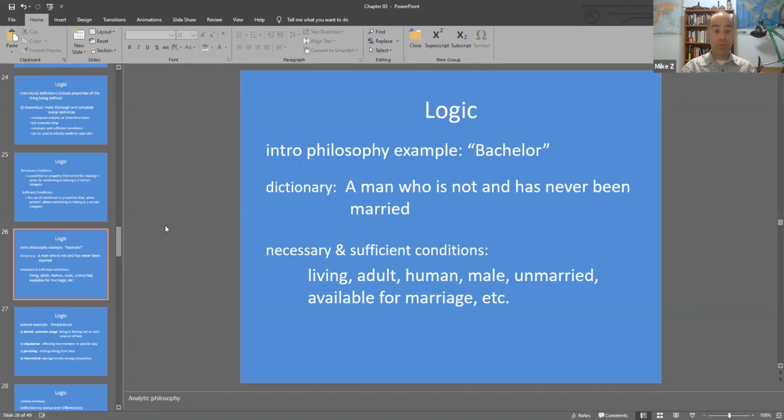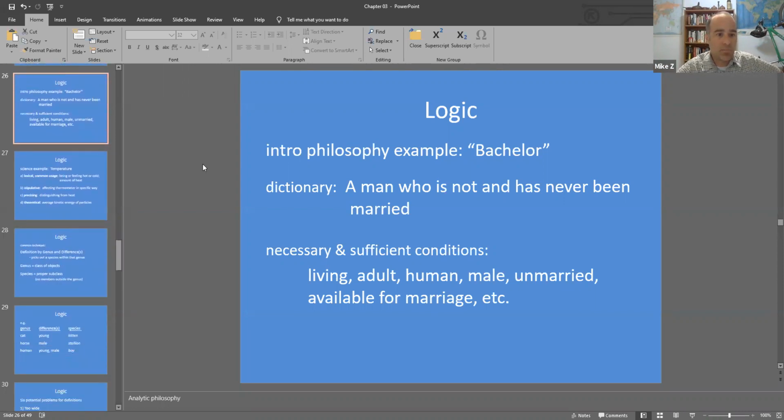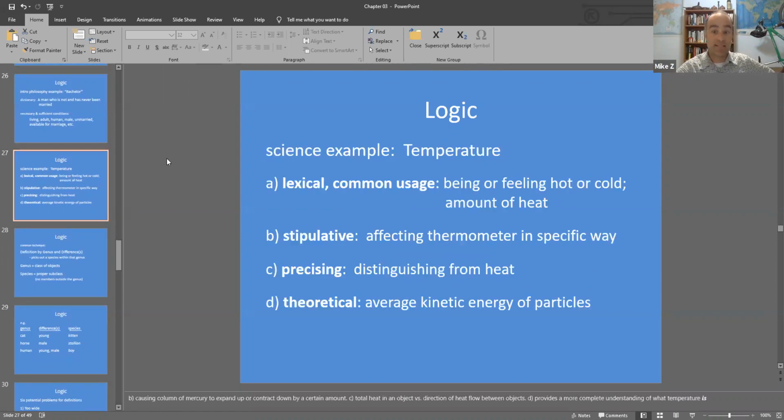And then we would be able to perfectly reliably sort everything in the world into the things that are bachelors and the things that are not bachelors. So here's another example. It's not so much just a philosophy example in this social category of being a bachelor. It's a sciencey example, temperature.